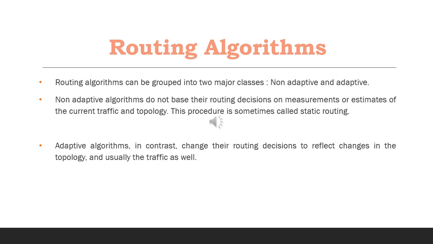Routing algorithms can be grouped into two major classes. One is non-adaptive, the other one is adaptive. Non-adaptive algorithms do not base their routing decisions on measurements or estimates of the current traffic and topology. This procedure is sometimes called static routing. Adaptive algorithms, in contrast, change their routing decisions to reflect changes in the topology and usually the traffic as well.